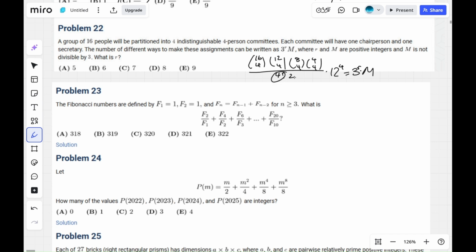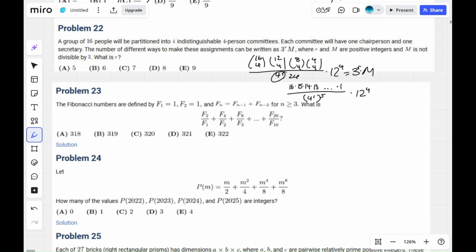This is 24, and then the top is 16 times 15 times 14 times 13 times all the way to 1, which is 16 factorial, divided by 4 factorial to the power of 5 times 12 to the 4.